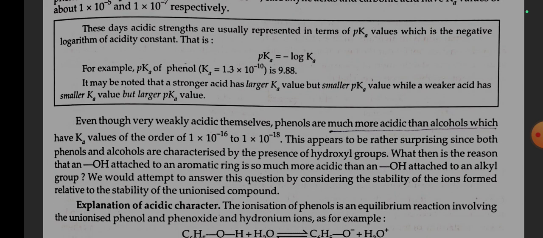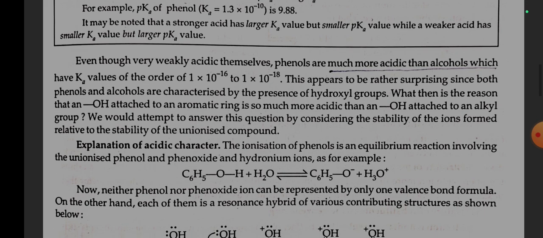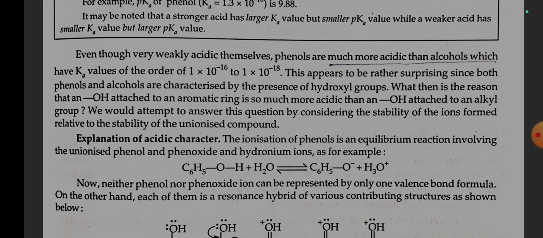These days, acidic strengths are usually represented in terms of pKa values, which is the negative logarithm of the acidity constant, that is pKa equals minus log Ka. It may be noticed that a stronger acid has a larger Ka value but smaller pKa value, while a weaker acid has a smaller Ka value but larger pKa value. Even though very weakly acidic themselves, phenols are much more acidic than alcohols, which have Ka values of the order 1 into 10 to the power minus 16 to 10 to the power minus 18.